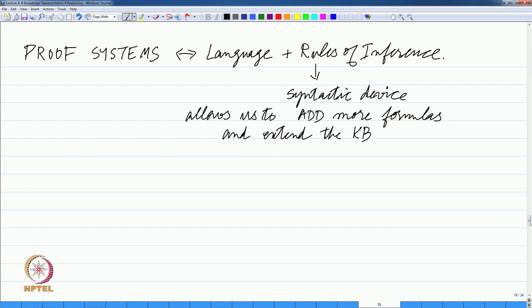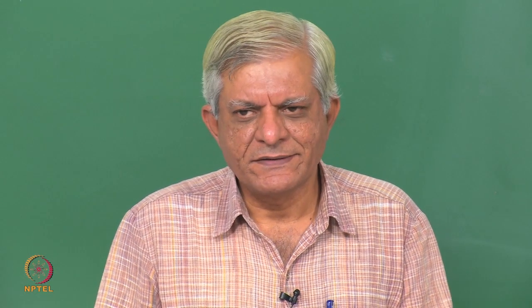So, proof systems do not look at meaning, they do not look at truth values. They are not really concerned with truth values, they just tend to treat the knowledge base as a set of formulas that is given to you, and a proof system allows you to add more and more formulas to this set. And how do we add new formulas? We do that by applying some rules of inference. So, let us start off with some examples of rules of inference.